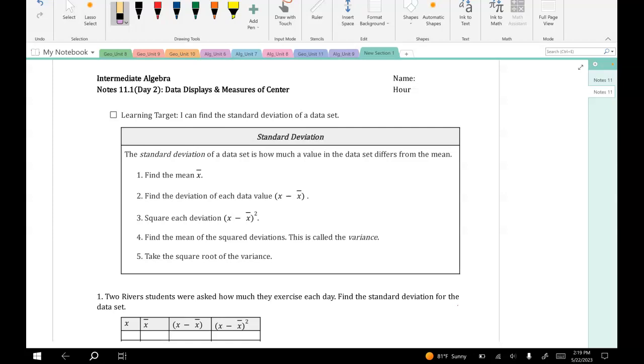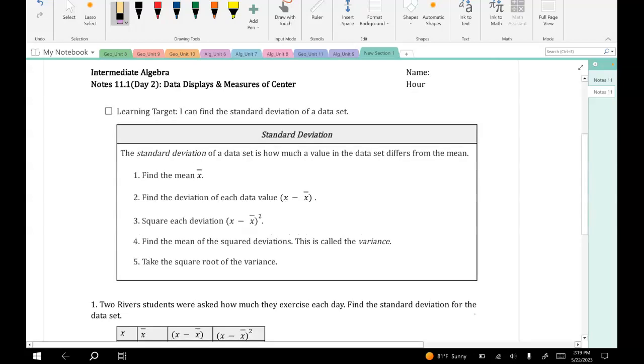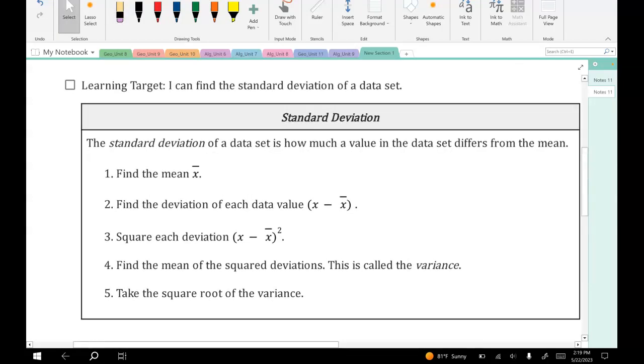So standard deviation has a big, long formula, which I'm not going to bore you with. We're just going to have what the definition of standard deviation is. So everybody, I want you to read along the first sentence with me. So the standard deviation of a data set is how much a value in the data set differs from the mean.